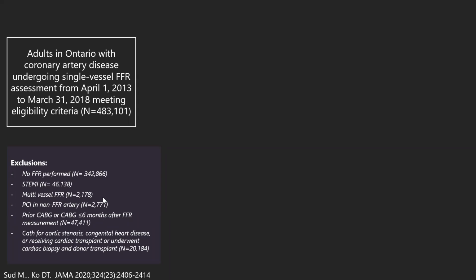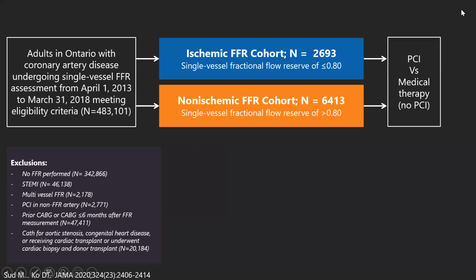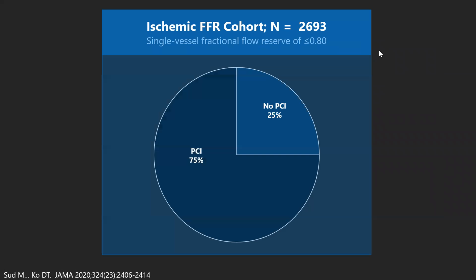So obviously we had to exclude people. Right now the FFR is not performed in all cases. It's actually just the minority of cases. So we have to exclude people who didn't have FFR, people with STEMI, multivessel PCI, previous bypass, trying to create a cohort that's a little bit similar to FAME, but we also include people with non-STEMI. There's some evidence to show that they benefit. And we created two cohorts.